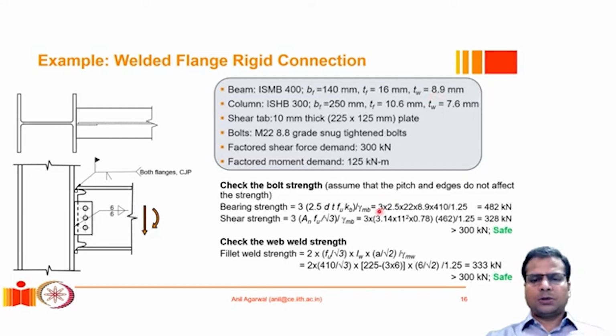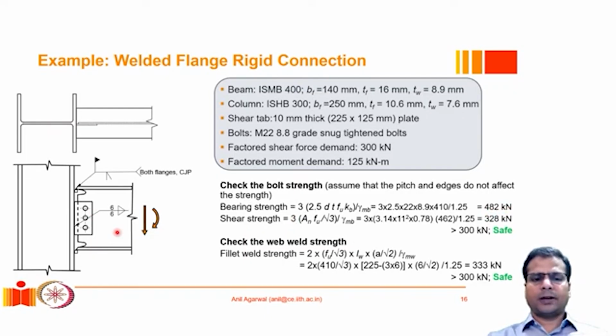Since there are 3 bolts, we will multiply the same values with 3. So 3 multiplied by 2.5 multiplied by the diameter of the bolt multiplied by the thickness of the web multiplied by the fu of the beam web divided by a factor of safety of 1.25, and we get the bearing capacity of 3 bolts as 482 kilonewton.